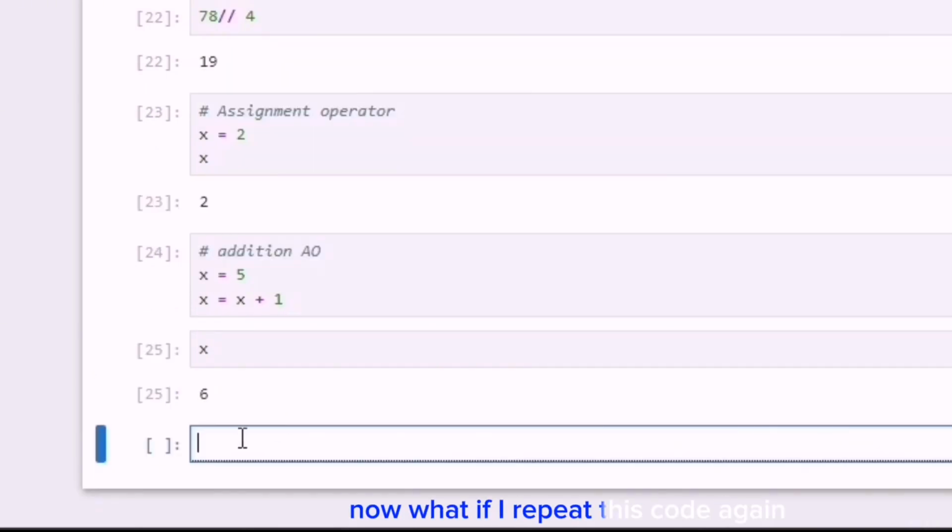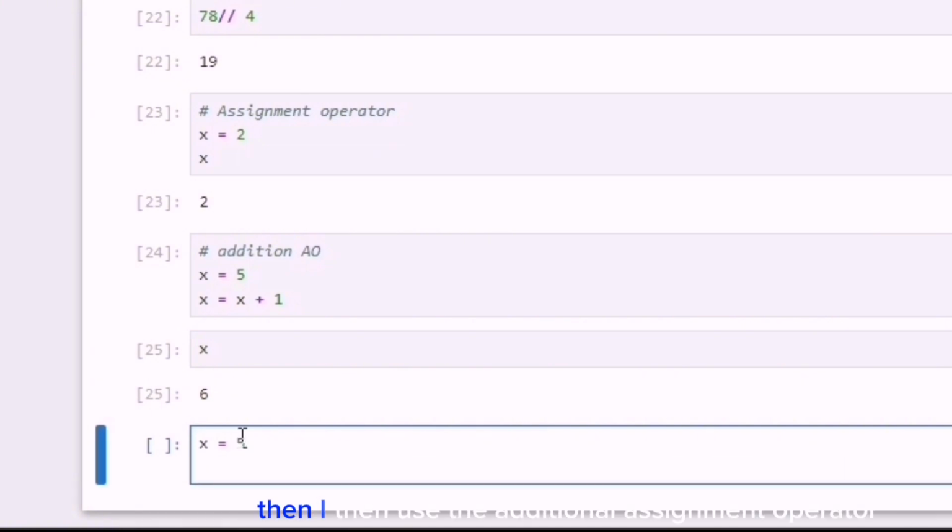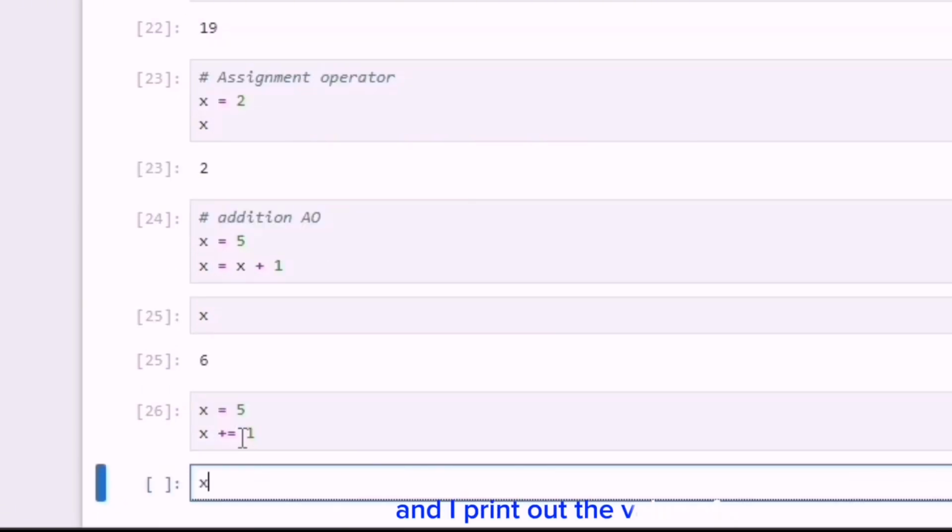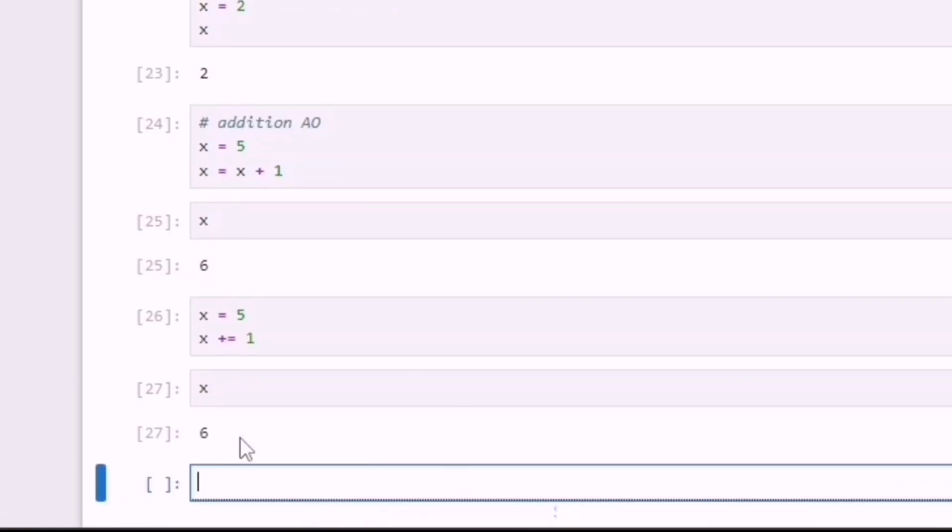Now, what if I repeat this code again, whereby I say x is equals to 5? Then I use the addition assignment operator, whereby I say x plus equal to 1. And I print out the value of x, it's still going to give me 6. So instead of going through the long process of saying x plus 1, you can easily just shorten your code by using the addition assignment operator.